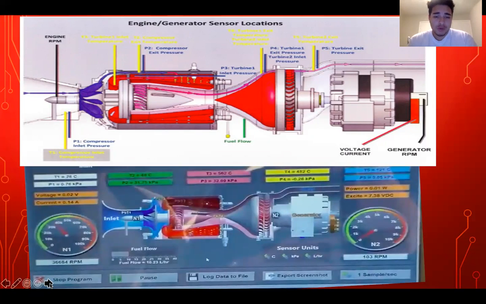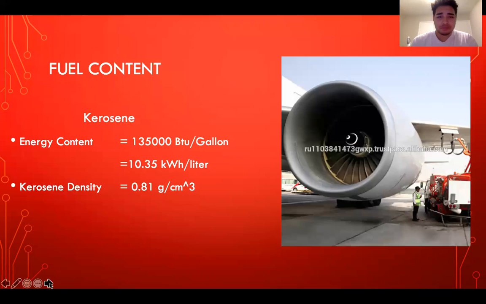In the bottom photo, it's a live screenshot of our software during the experiment. Each stage is color-coded and shows the temperature and pressure at that stage. As well, to the right side of that bottom photo, it shows the amount of power that we are generating.